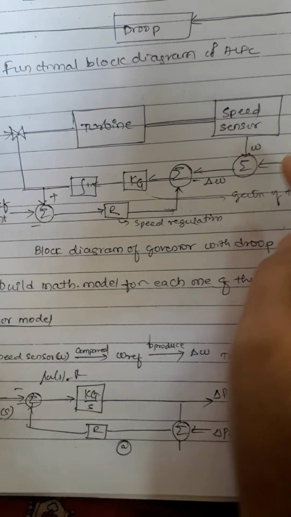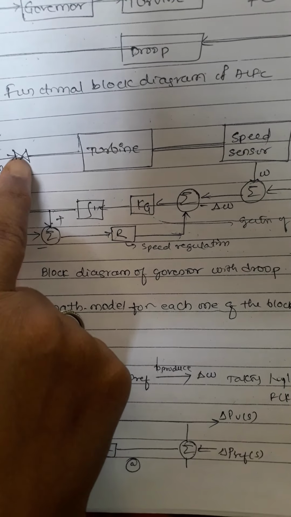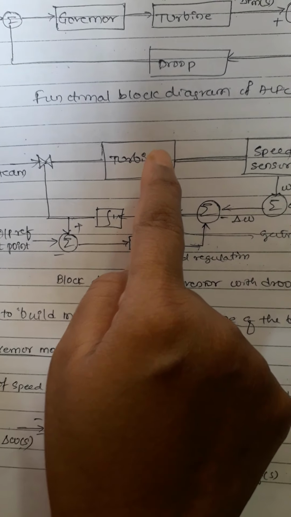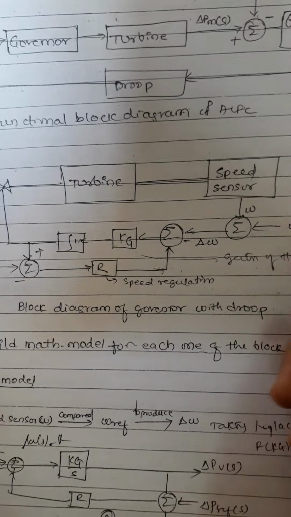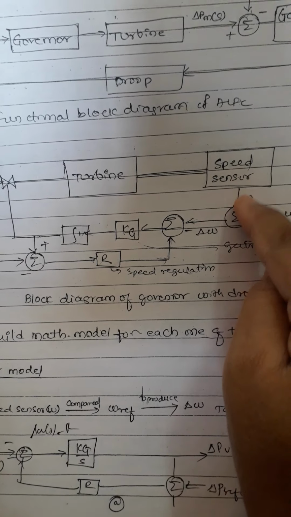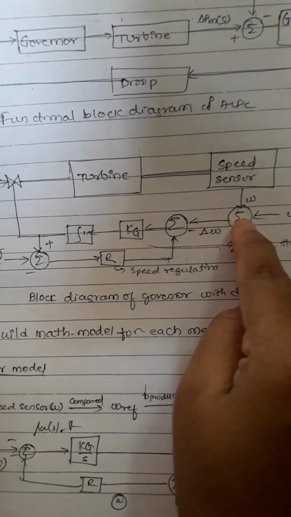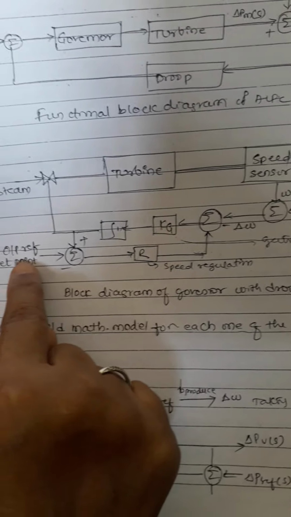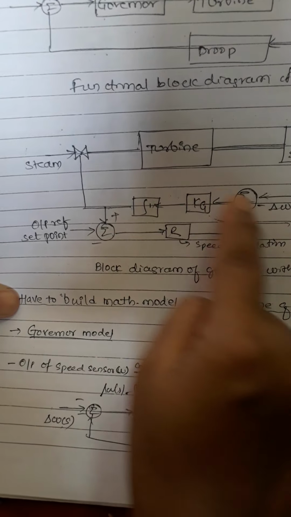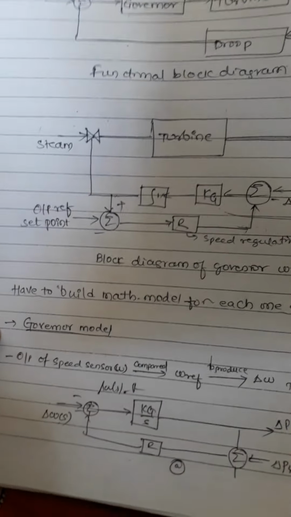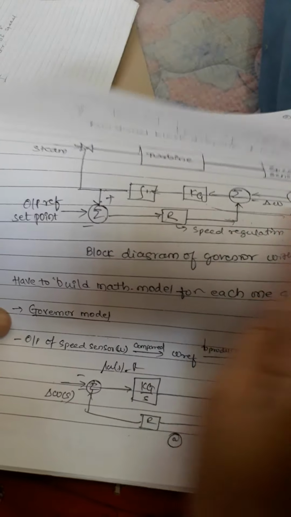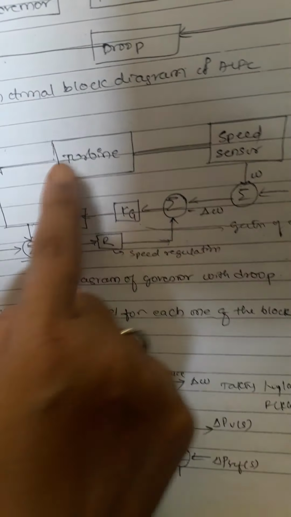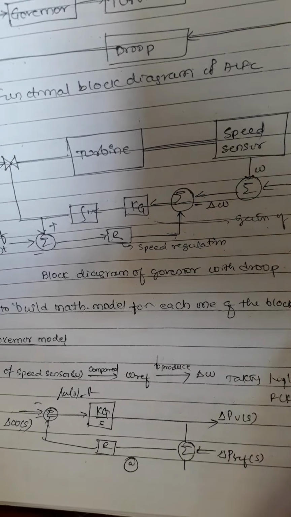Again, the same diagram has been reduced. Here is the steam plant which runs the turbine, and the turbine gets the speed. That speed is again given to the reference point, and at the end we get the output at this reference point. Here is the speed regulation, where the speed has been adjusted. This is nothing but the block diagram of the governor system with the droop.